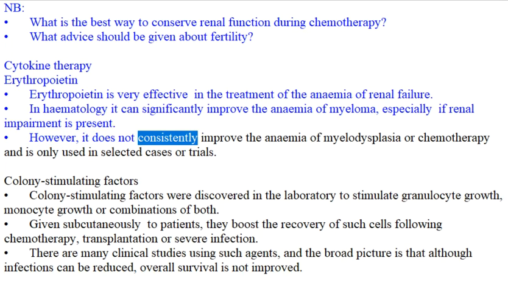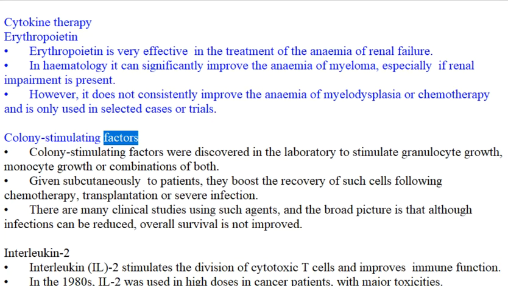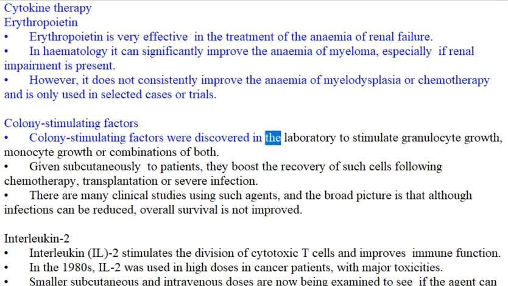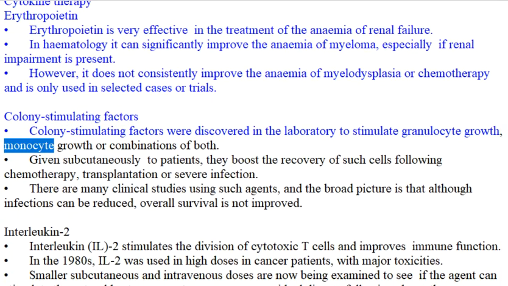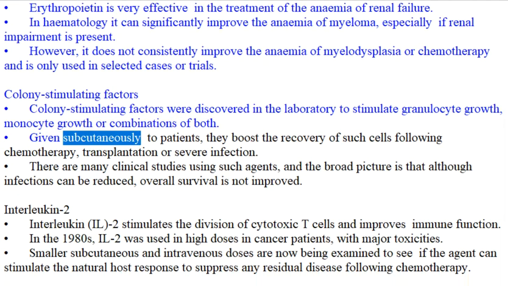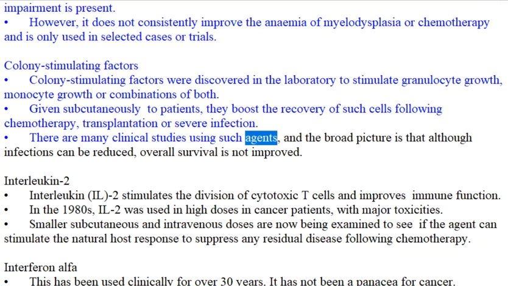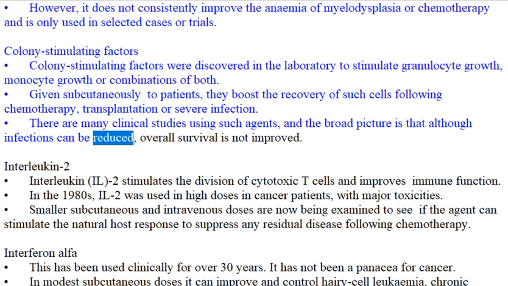However, it does not consistently improve the anemia of myelodysplasia or chemotherapy and is only used in selected cases or trials. Colony-stimulating factors. Colony-stimulating factors were discovered in the laboratory to stimulate granulocyte growth, monocyte growth, or combinations of both. Given subcutaneously to patients, they boost the recovery of such cells following chemotherapy, transplantation, or severe infection. There are many clinical studies using such agents, and the broad picture is that although infections can be reduced, overall survival is not improved.